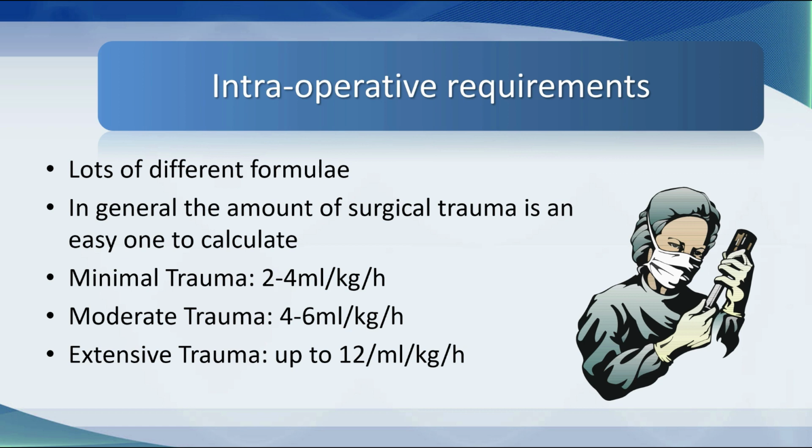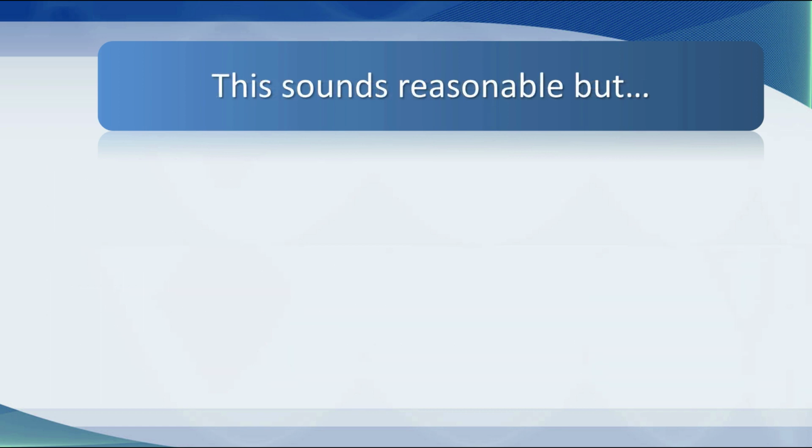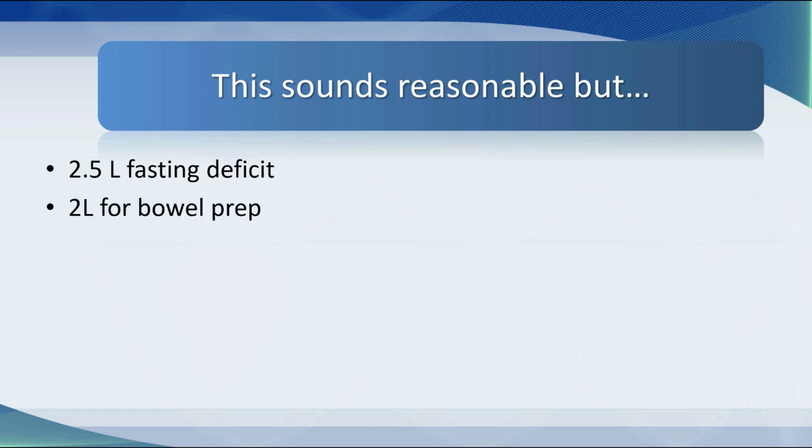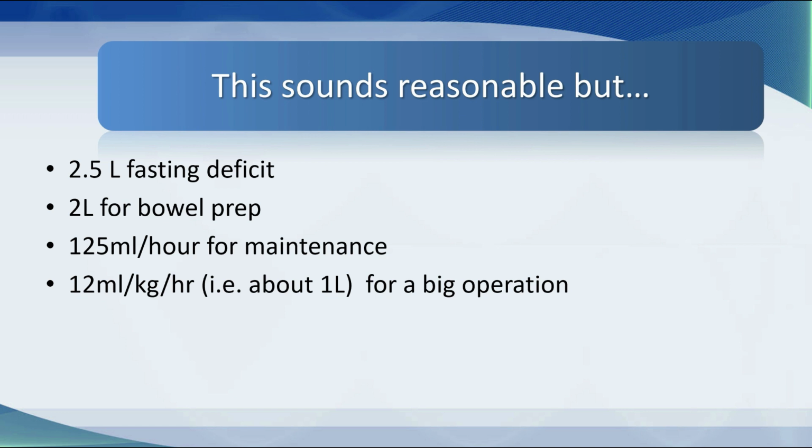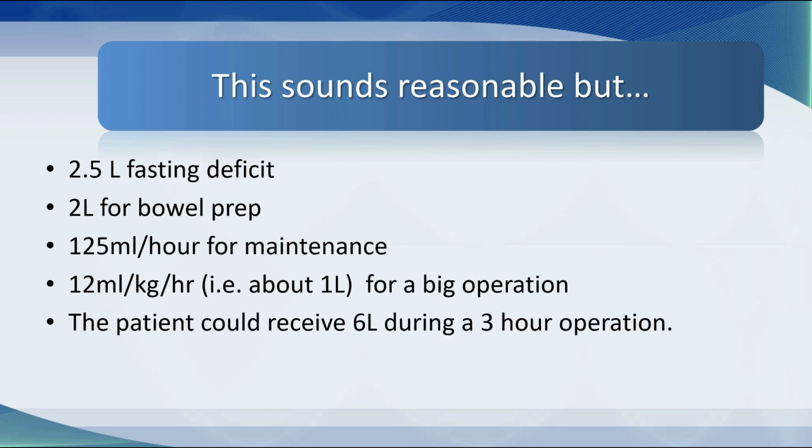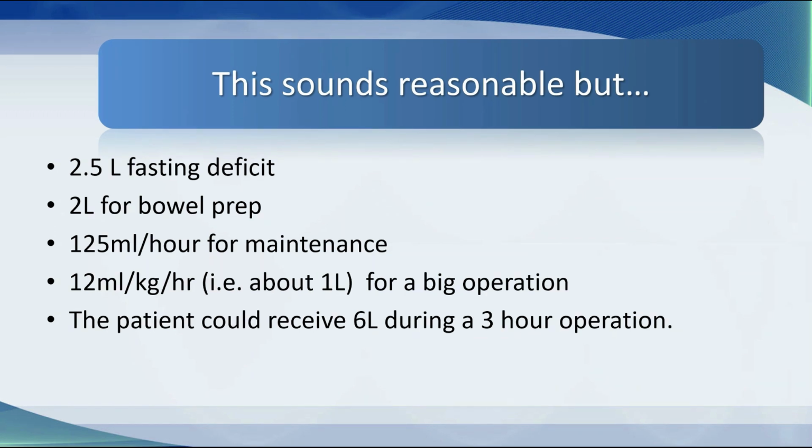Now that might seem kind of reasonable, but when you start adding all of this together, you have a 2.5 litre fasting deficit, 2 litres for bowel prep, 125 mils per hour for maintenance, 12 mils per kilo per hour, which is approximately a litre for a big operation. And the patient just in a 3-hour operation could get 6 litres of fluid, which is more than a third of the volume of their extracellular space. So you have to be a little bit careful about how much you give.